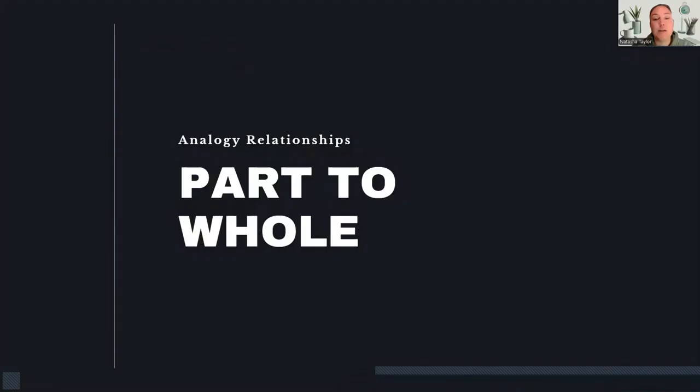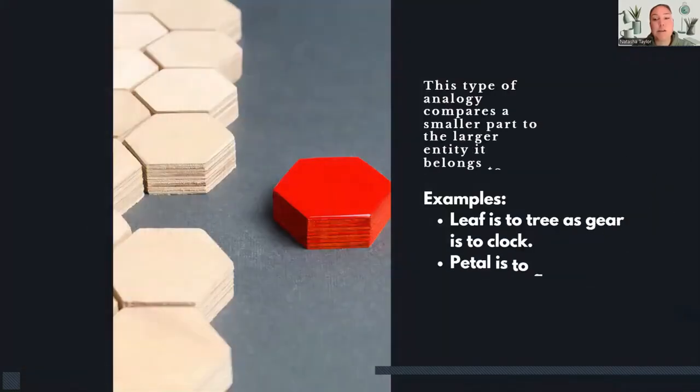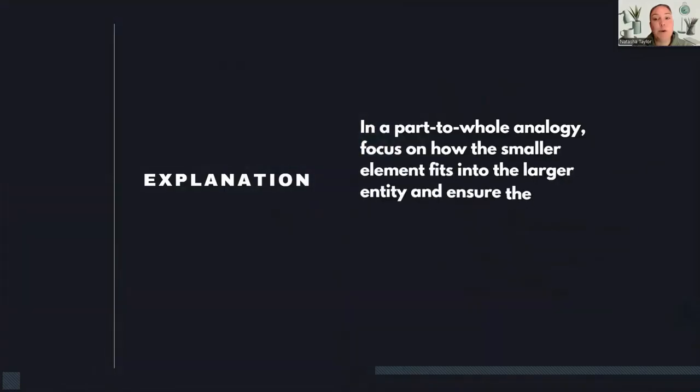Analogy relationships, part to whole. This type of analogy compares a smaller part to the larger entity it belongs to. Examples are leaf is to tree as gear is to clock, petal is to flower as brick is to wall. Explanation: in a part to whole analogy, focus on how the smaller element fits into the larger entity and ensure the same relationship applies in both pairs.